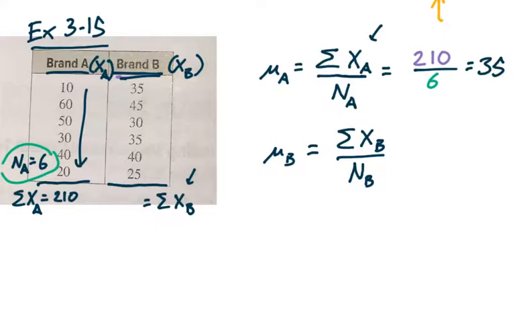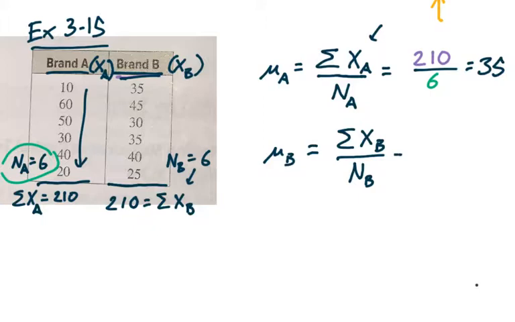And so we'll sum this up, and see, we get the same value, 210, as we did for brand A. So that's just pure coincidence. The number that we have, also by coincidence, they just happened to make 6 gallons of brand B and test them out. So that is n subscript B, equal to 6 as well.